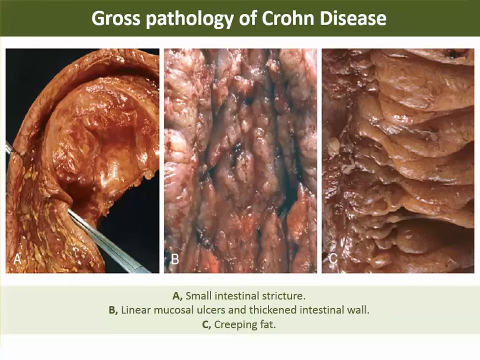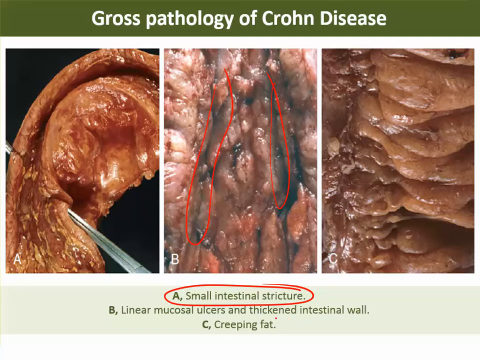Now let us see the gross morphology. Because of fibrosis, they form stricture. Stricture means constricting the intestine, constricting the lumen. Stricture is very commonly seen in Crohn's disease. And here, this is about the knife-like ulcer. If you carefully see, the ulcers are like a knife cut, very thin ulcer, and it will be very deep.